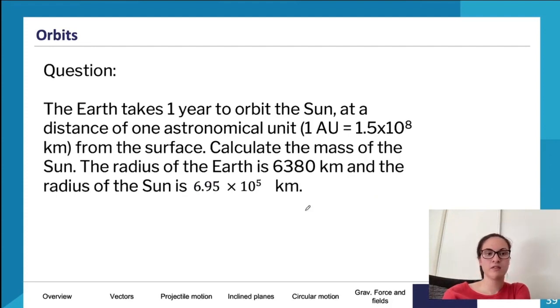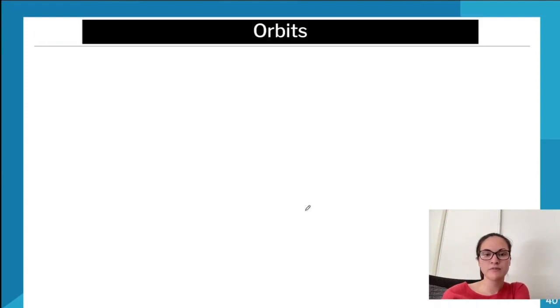It says, the Earth takes 1 year to orbit the Sun at a distance of 1 astronomical unit from the surface, calculate the mass of the Sun. If they talk about astronomical units in the exams, they should provide it. You shouldn't have to memorize it. The radius of the Earth is 6,380 kilometers, and the radius of the Sun is 6.95 by 10 to the 5 kilometers. And do we have space on the next page? We do. Okay, so we're going to use the formula that we just looked at.